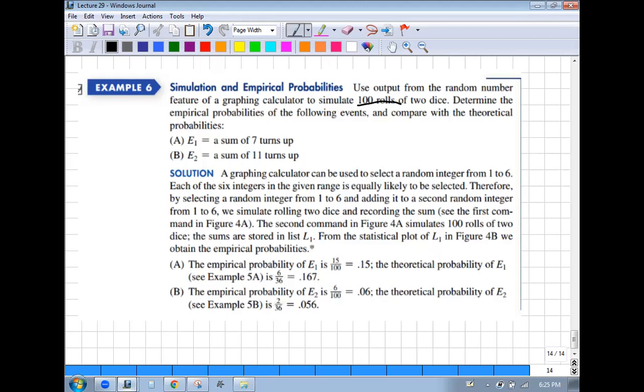So they are rolling 100 rolls of 2 dice. So to get a sum of 7, what's the probability? Or a sum of 11. So a graphing calculator can be used to select a random integer from 1 to 6. Each of the 6 integers in the given range is equally likely to be selected. Therefore, by selecting a random integer from 1 to 6 and adding it to a second random integer from 1 to 6, we simulate rolling 2 dice and recording the sum.